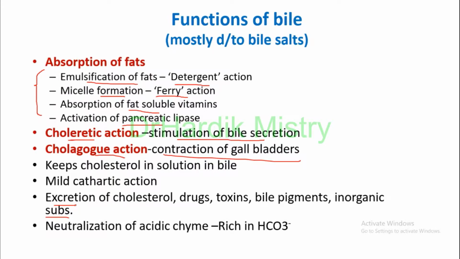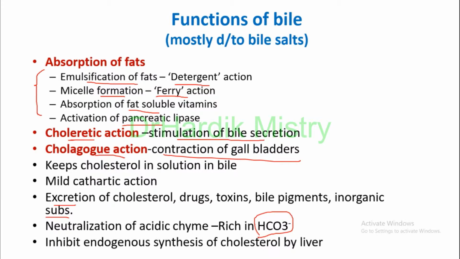Neutralization of the acidic chyme. The bile is rich in bicarbonate ion, so there will be neutralization of the acidic chyme. Inhibit endogenous synthesis of cholesterol by the liver. So these all are the functions of the bile, and the functions of the bile are most important due to the bile salts. Absorption of the fats, choleretic action, which means stimulation of the bile secretion, and cholagogue action, which means contraction of the gallbladder. So these three are the important functions of the bile.